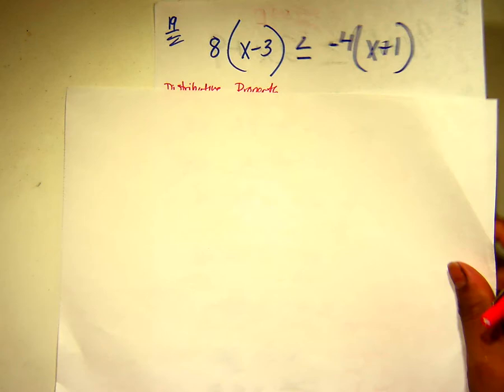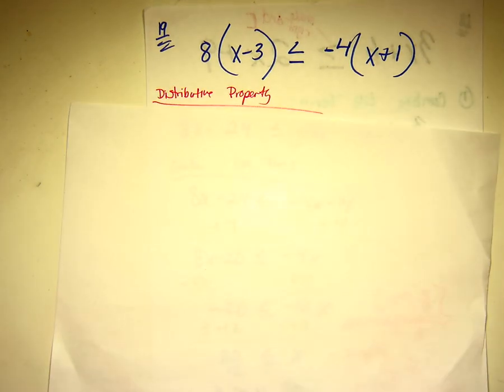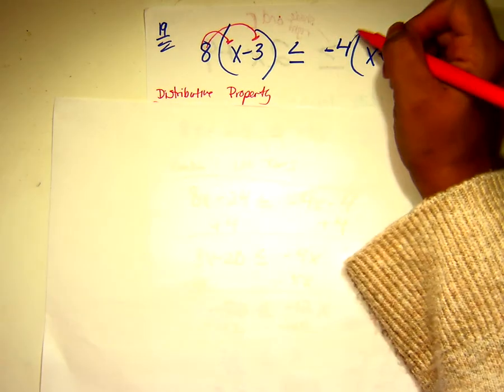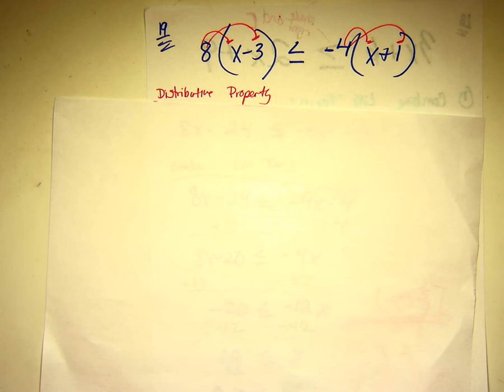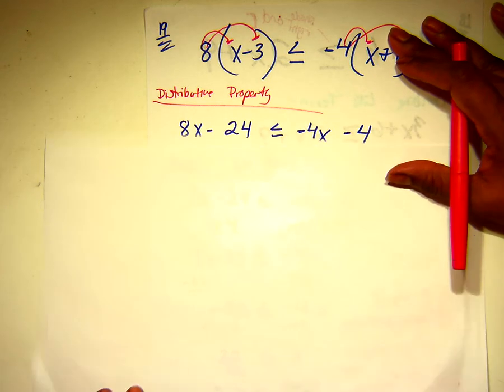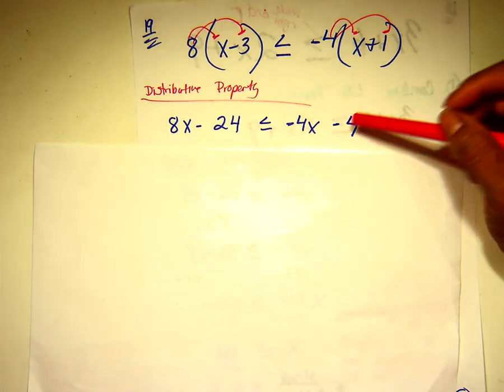Here's yet another inequality. So notice how I wrote down distributive property. That means whatever is on the outside of each set of parentheses, multiply it by each term on the inside. That's very important. I also know that I'm going to be shading to the left and have a bracket because I'm looking at my inequality. So let's do the distributive property first. So now I got 8x minus 24 is less than or equal to negative 4 minus 4.